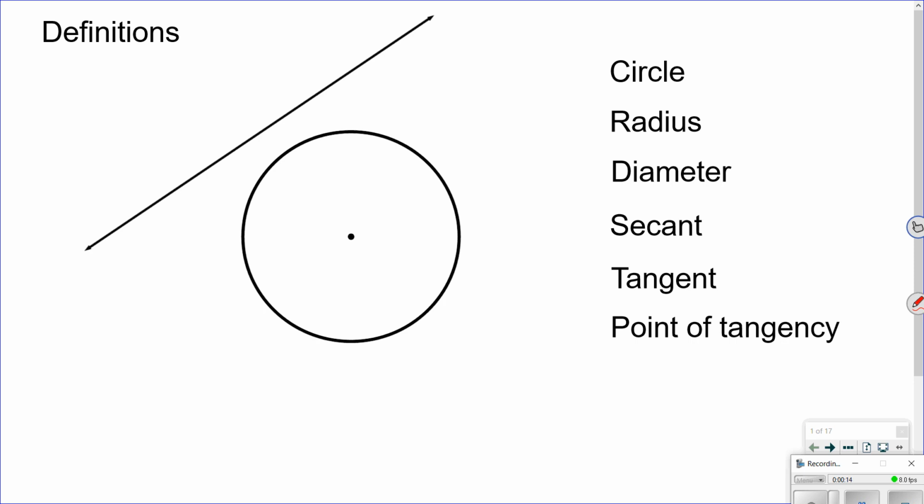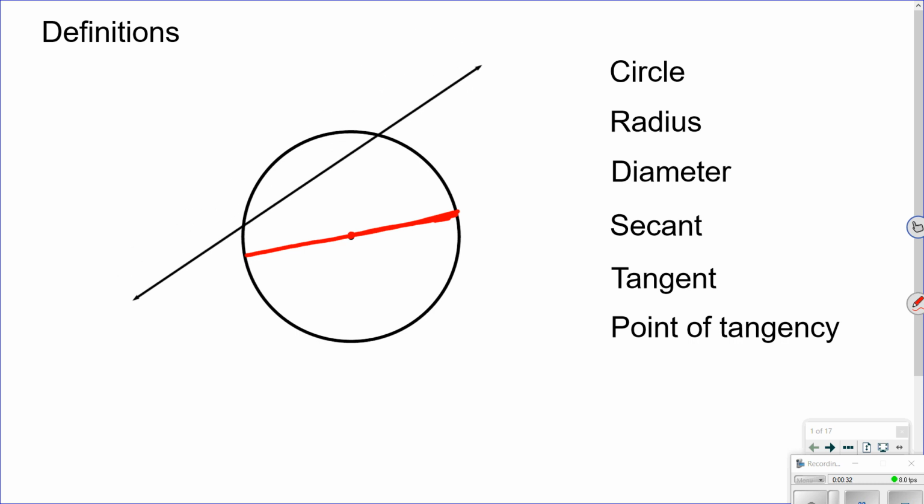The radius, of course, is the distance from the center to the circle itself. The segment is also called the radius. The diameter is a distance all the way across going through the center of the circle, so it's always double the radius. The secant line is when you have a line that crosses a circle twice.